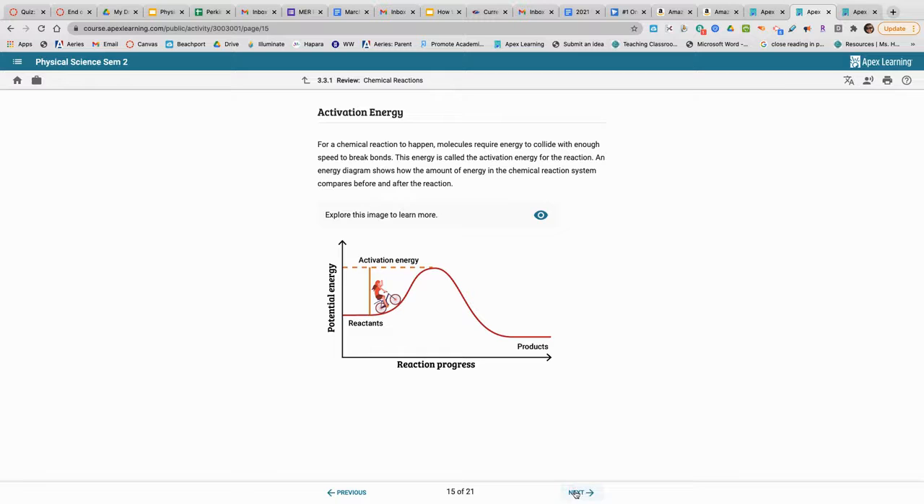Okay, activation energy. This is the energy you need to break bonds. Your reactants start here. There's a certain amount of energy that needs to be gained in order for the bonds of the reactants to break. That is called activation energy. Once that energy has been reached, bonds will break, new bonds will form, and if the new bonds that form are more stable, then the potential energy will drop and energy will be released.